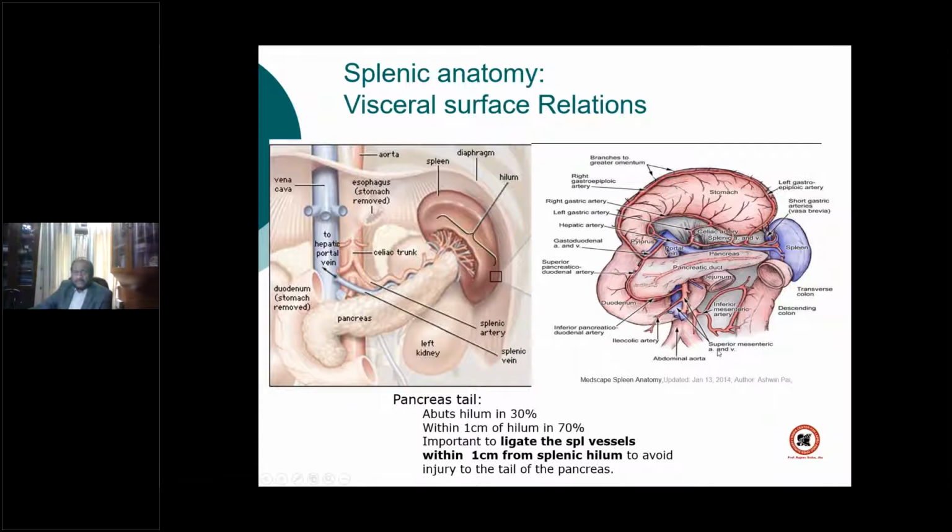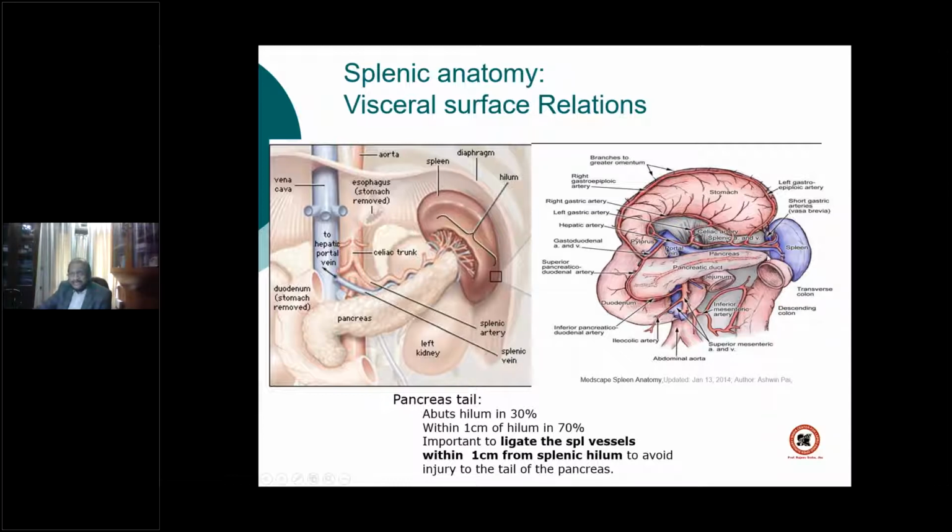A point to be noted at this point of time is that the pancreatic tail's relationship to the spleen is very, very important. Why? Because in various kinds of pancreatectomies and splenectomies, you have to be very careful that you don't damage the spleen in one case or the tail of the pancreas in the other. For that, you have to remember that the pancreatic tail abuts the hilum in 30%, while in a much more common scenario, 70%, it stops short of the hilum.